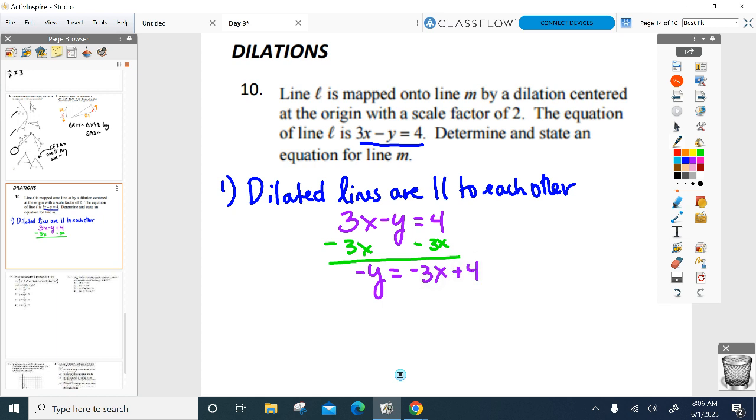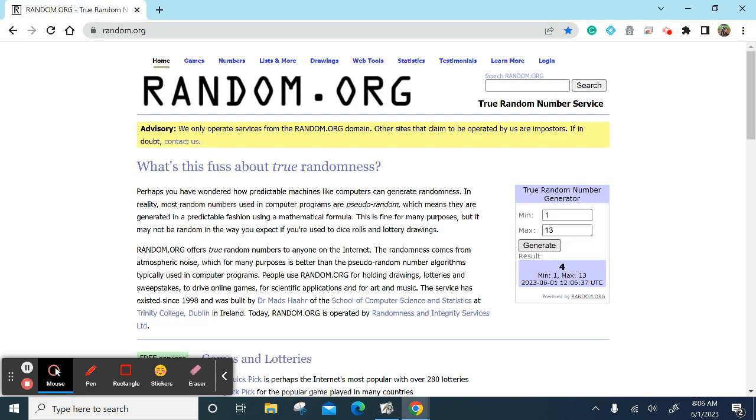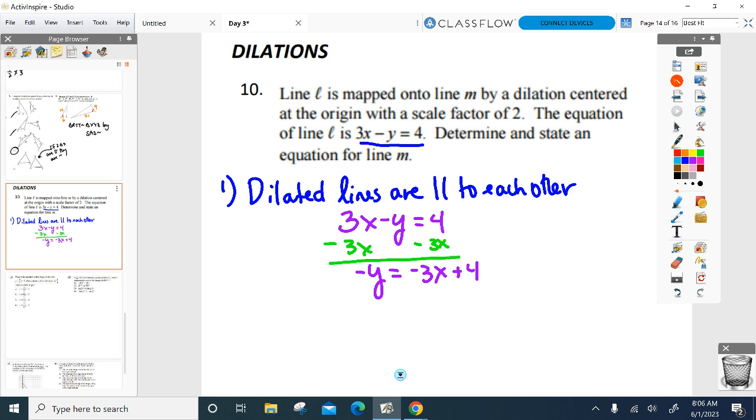Still not by itself. What do I still need to do? Still not by itself. What do I still have to do with that y? You gotta get rid of the negative. I do have to get rid of it. How? Multiply by -1. Good. Or divide by -1. Either one's going to get the job done, right? y equals 3x minus 4. Right? 3x minus 4.